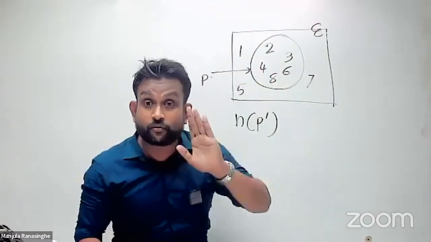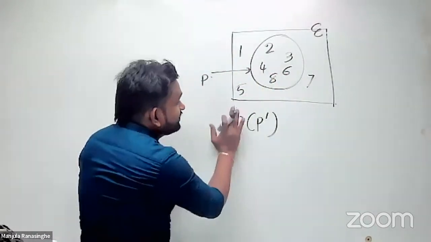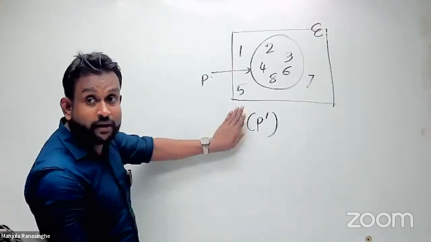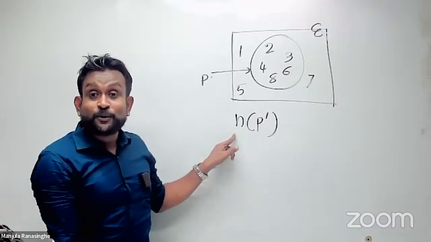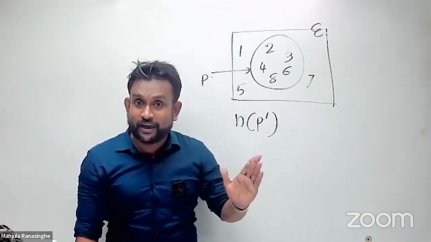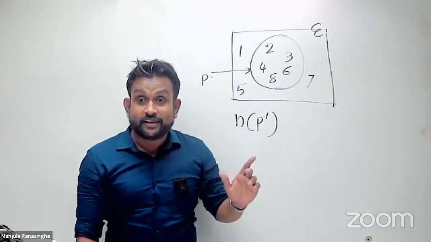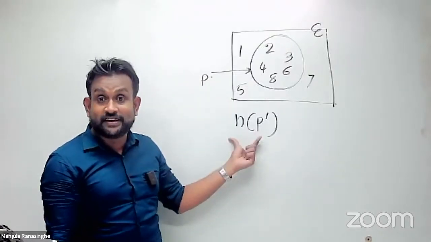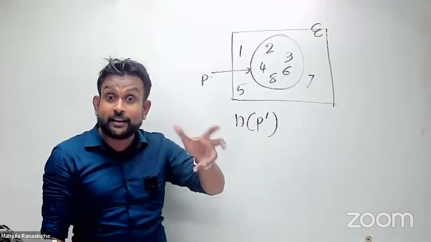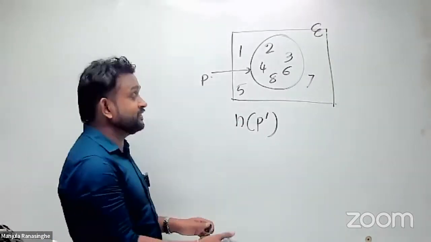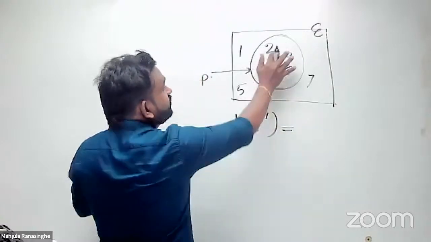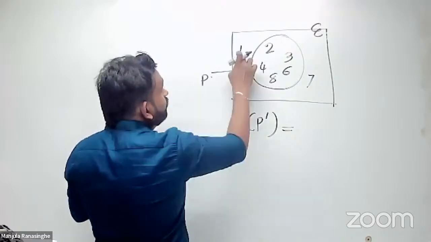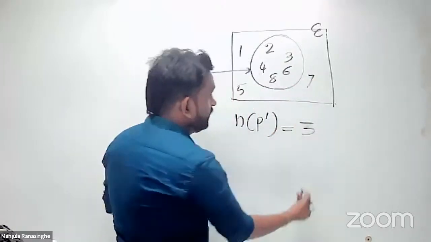So what are the elements? 1, 5, 7. But remember, here they are not asking for P dash. If that is given, the answer is separate, but here the wording is n(P dash), meaning the number of elements of the P dash set. That is not a set; that is an element count, the number of elements. So what is the answer? You identified P dash outside P, except P. How many elements are there? 1, 2, 3. So your answer shall be 3.